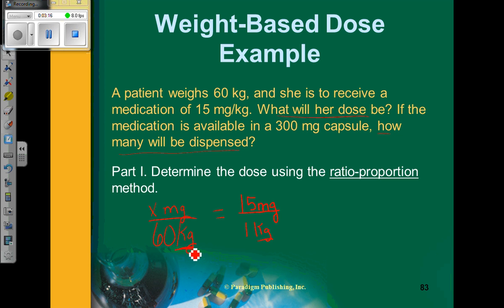Okay, so then what you want to do is cross multiplying. X times 1 always goes on the bottom. It'll be 1x or just 1. 15 times 60, of course, would be 900. 900 divided by 1 would be 900 milligrams. So her dose is going to be 900 milligrams of medication for her body weight of 60 kilograms.